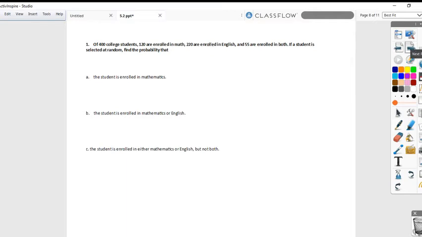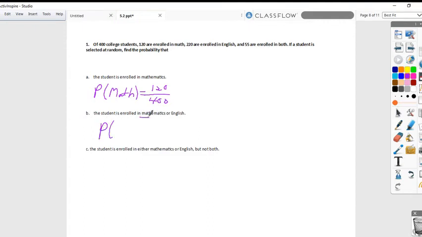Okay, so let's take a look at this. Of 400 college students, 120 are enrolled in math, 220 are enrolled in English, and 55 are in both. So the probability that they're enrolled in mathematics, just look at the problem, mathematics total is 120 over 400, and I'm not simplifying anything. You can always simplify on your own. I'm going to leave them because this way you can see where they're coming from. And on the AP exam, you don't have to simplify either.